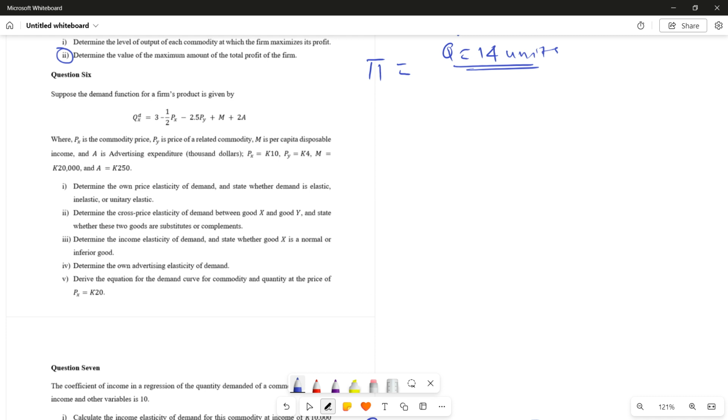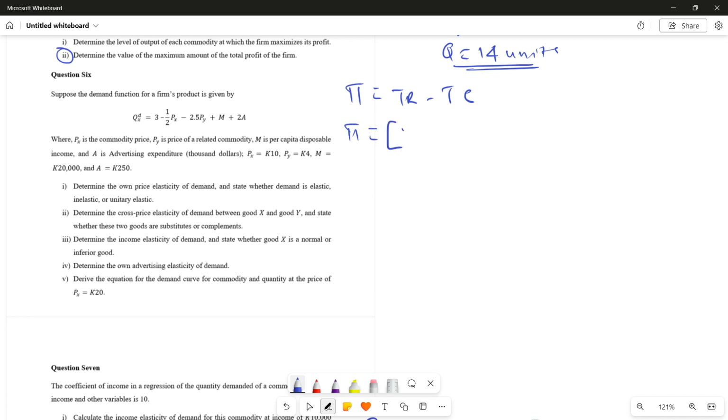Right? So given that Q is 14 units, what we want is to find profit. So how can we find profit? We know that profit is just the difference between total revenue and total cost. So therefore, our profit will be equal to, go back to the total revenue function.